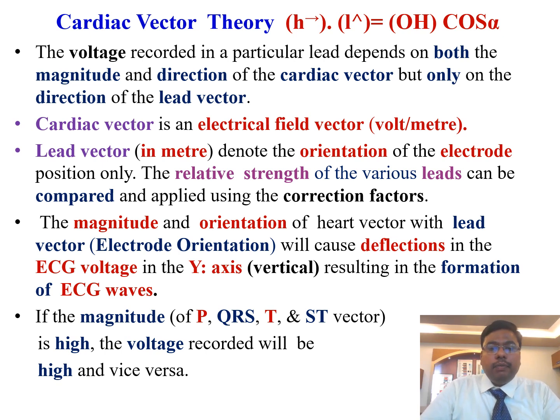So the cardiac vector theory is very helpful to understand the concept of ECG. The magnitude and orientation of the heart vector with the lead vector electrode orientation will cause deflections in the ECG voltage on the y-axis, the vertical axis, resulting in the formation of ECG waves. If the magnitude of the P, QRS, and ST vectors is high, the voltage recorded will be high, and vice versa.